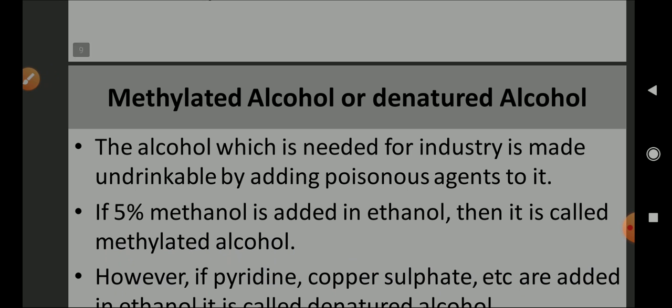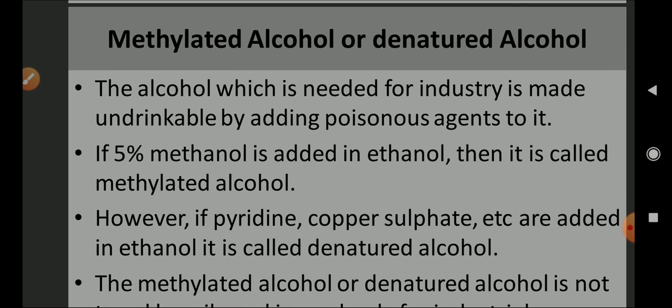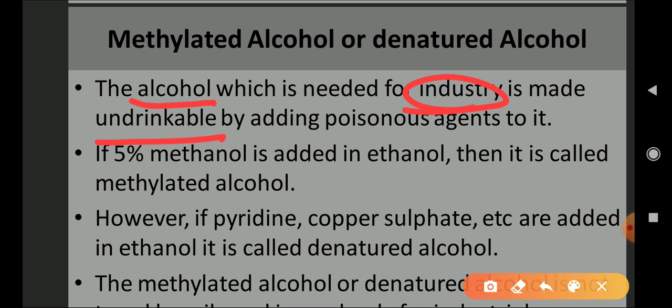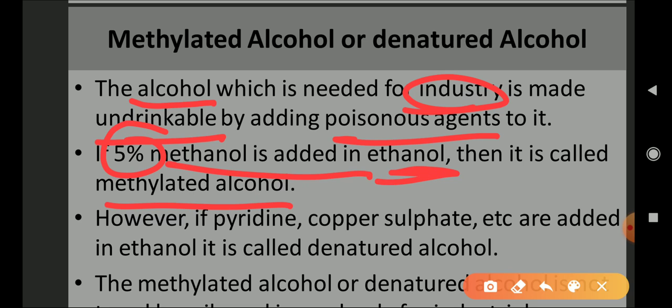Now the next part related to the abuses is methylated alcohol or denatured alcohol. The alcohol which is needed for industry is made undrinkable. That means alcohol is drinkable, but for industry it is made undrinkable by adding poisonous agents. Ethanol is used for beer, wine, whiskey, rum, etc. But if we add 5% methanol to that ethanol, then it becomes methylated alcohol.